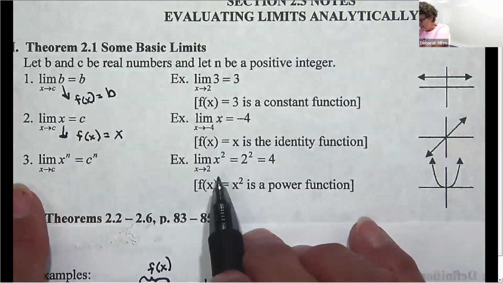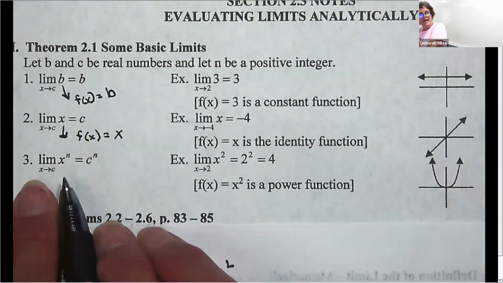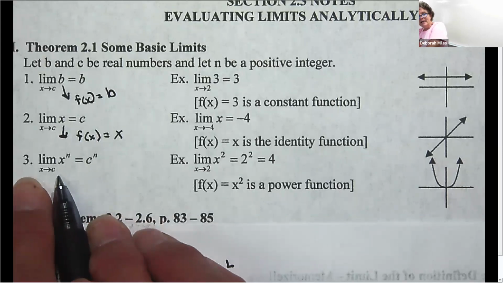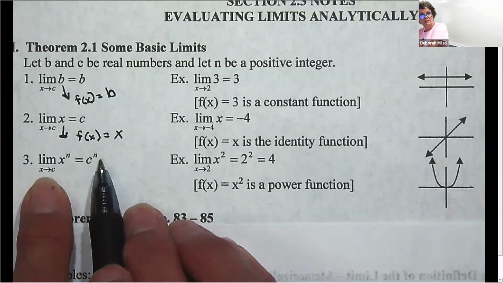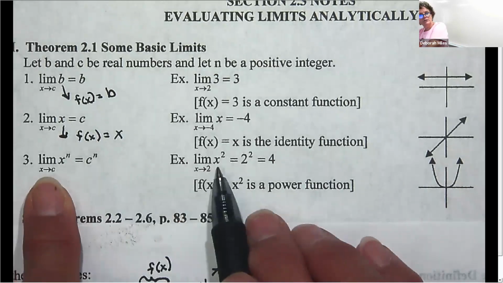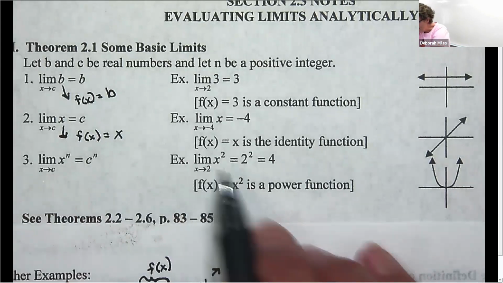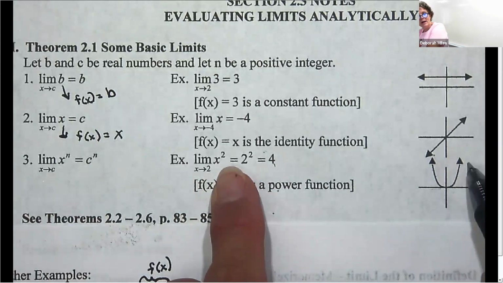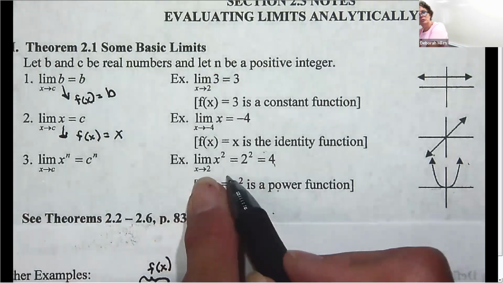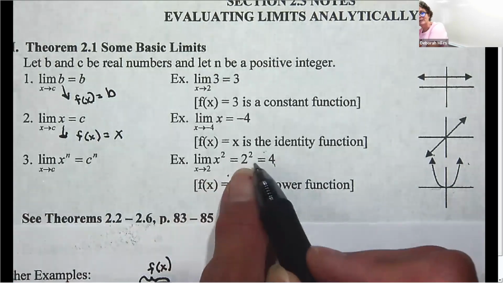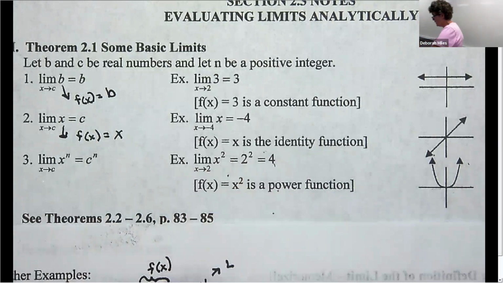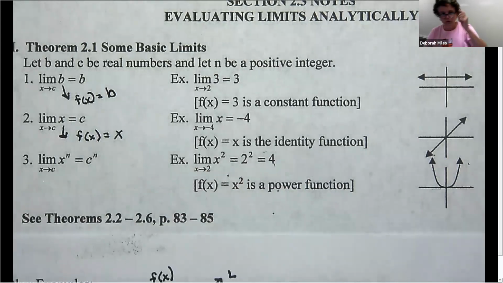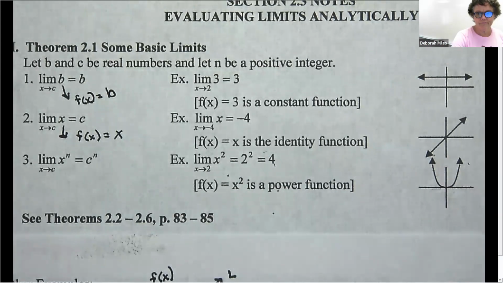And number 3, if you have limit of X to a power as X approaches C, it's just going to be C to the power. If we look at the squaring function, and the squaring function is a parabola, if I want to know the Y value of that parabola as X approaches 2, I can just put 2 into the squaring function and get a 4. Let me show you these theorems on page 83, 84, and 85.